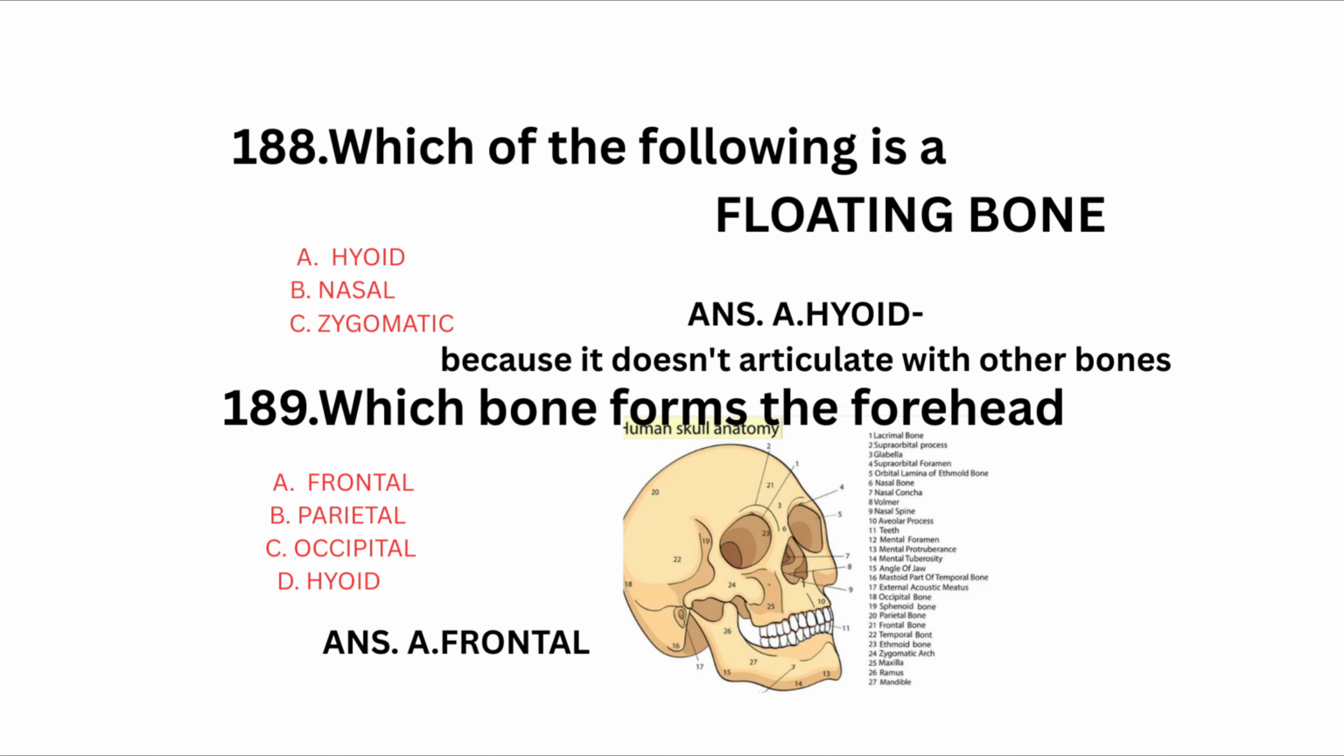188, which of the following is a floating bone? A hyoid, B nasal, C zygomatic. Hyoid, because it does not articulate with another bone, that's why it's called a floating bone. 189, which bone forms the forehead? A frontal, B parietal, C occipital, D hyoid. Answer is A frontal. It's the frontal bone that forms the forehead. I've given a detailed diagram of the human skull. I hope you guys go through that.